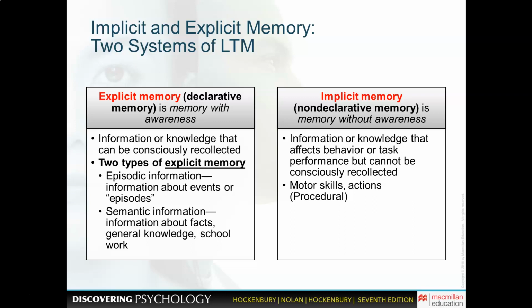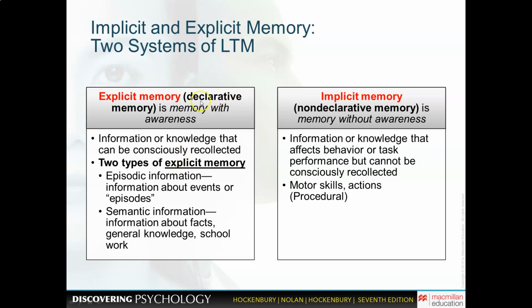So the two systems of long-term memory. Some of this is going to be a little bit of review, and some of this will be hooking new information to information that you previously learned. So first of all, explicit memory, also known as declarative memory, is memory with awareness. So what does that mean? Well, basically all that means is the information or knowledge that we can consciously recall or recollect.